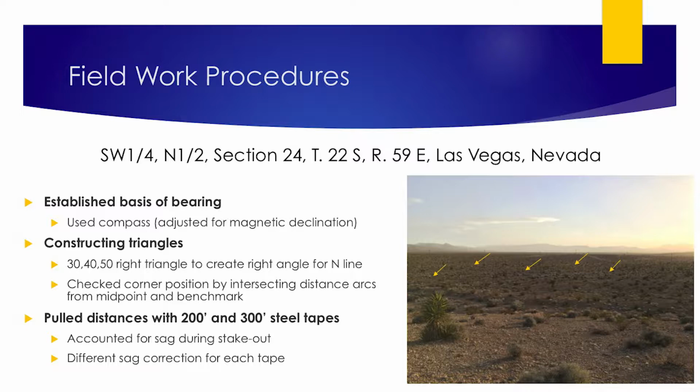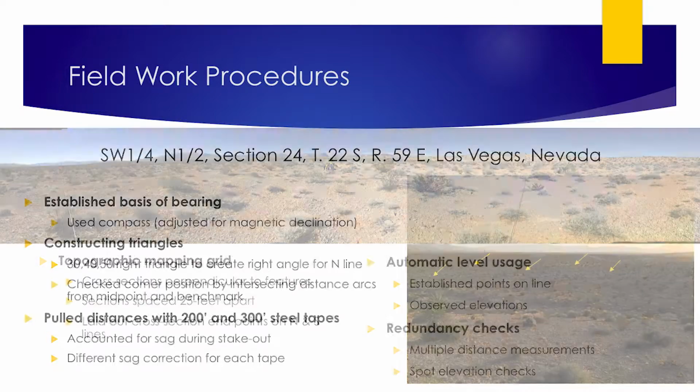And so once we had that direction, we pulled tape from the midpoint to the corner and arced it, and we also did that from the benchmark to that corner and swung it, and where the two arcs met, that's where we put our point in the ground for the corner.